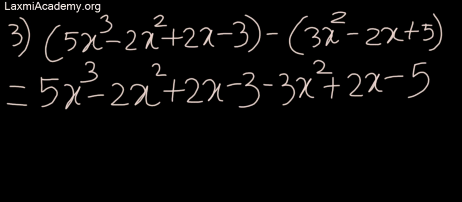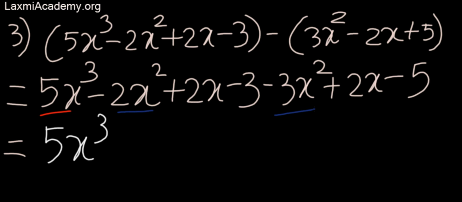Isn't it easy? Now, instead of putting together like terms, we are going to skip one step and directly do the operation on this. So 5x cube. Do you see any other 5x cube here? No. So you're going to write 5x cube as it is. Next one is -2x square, and here we have negative 3x square. So that will be negative 2 and negative 3, which is negative 5x square.